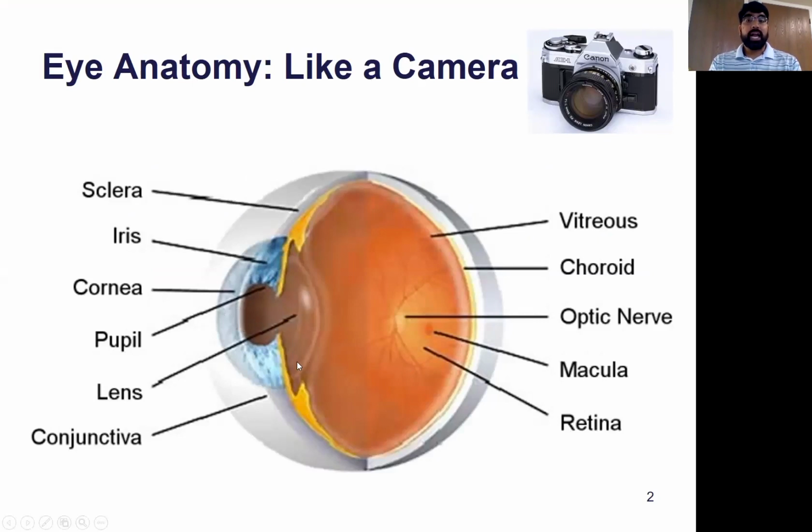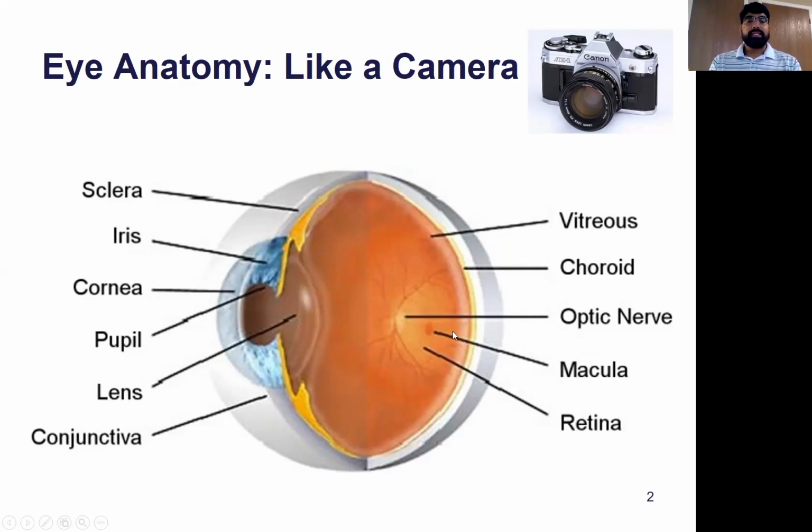Many of you have had cataract surgery, so that's when the lens gets cloudy and you remove the lens and put an artificial lens in its place. And this lens basically focuses light on the back of the eye, the retina. In between, there's jelly called vitreous jelly that can condense as you age, and that can cause floaters.